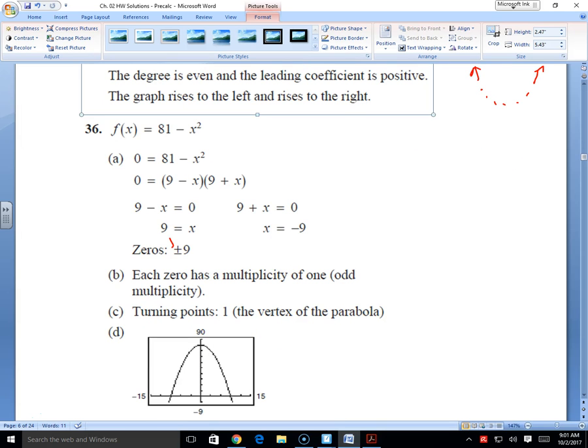36, you had to find zeros factoring. Did you notice it was a difference of squares? You could have also solved, I suppose, by subtracting 81 divided by a negative. But you had to remember plus or minus square root.